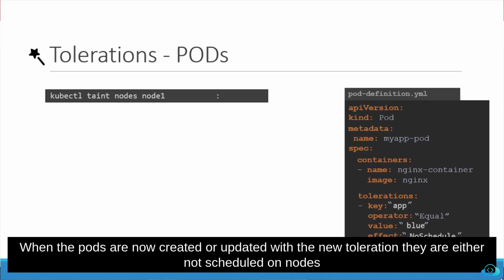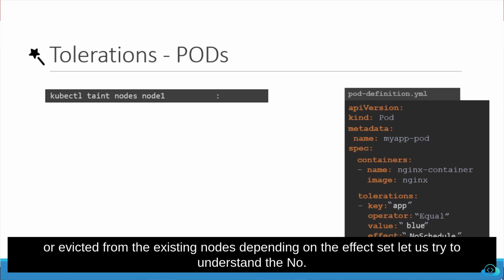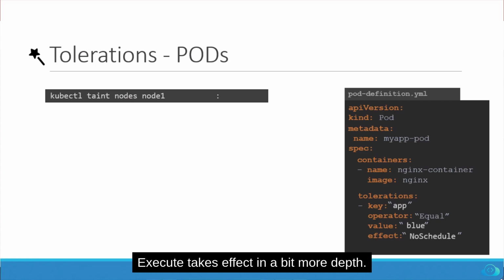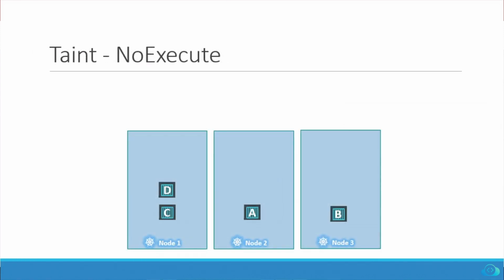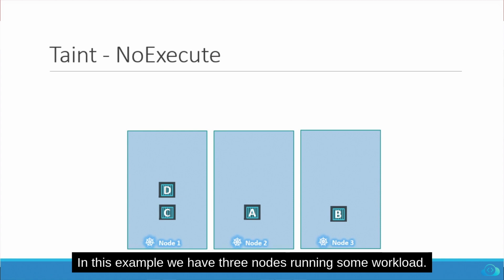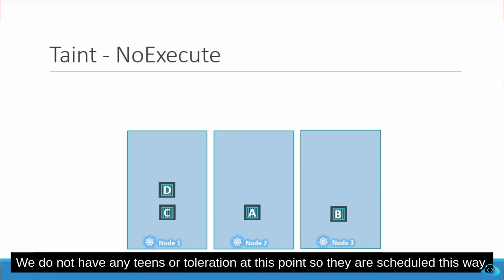When the pods are now created or updated with the new tolerations, they are either not scheduled on nodes or evicted from the existing nodes, depending on the effect set. Let us try to understand the NoExecute taint effect in a bit more depth. In this example, we have 3 nodes running some workload. We do not have any taints or tolerations at this point, so they are scheduled this way.